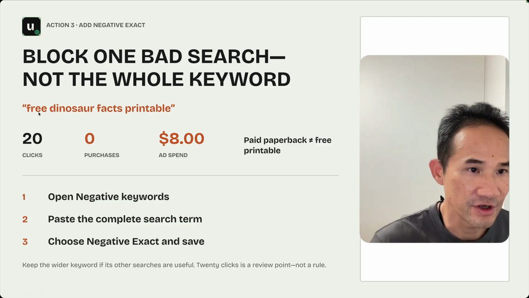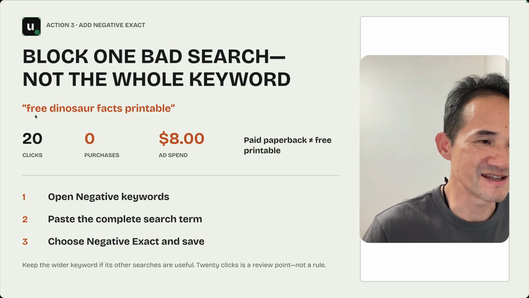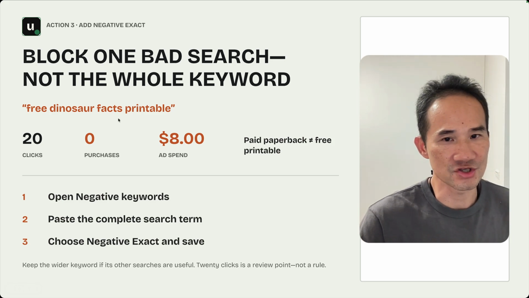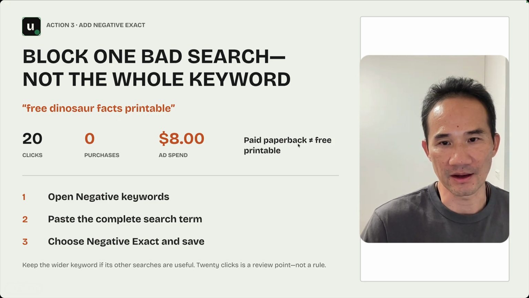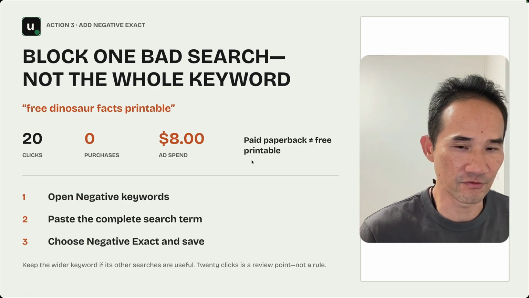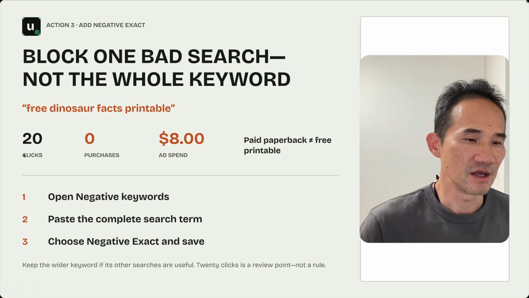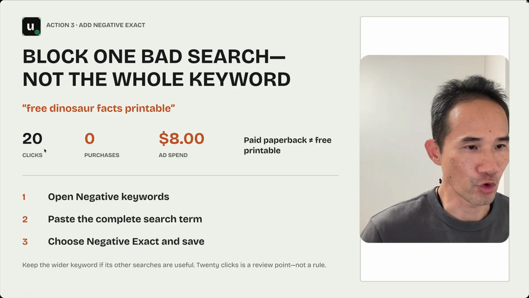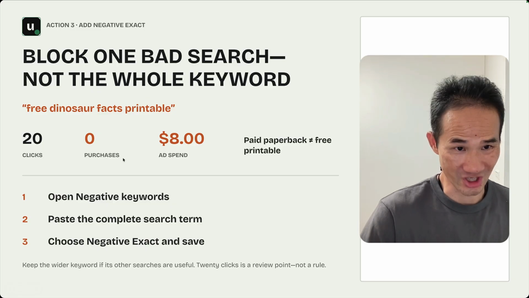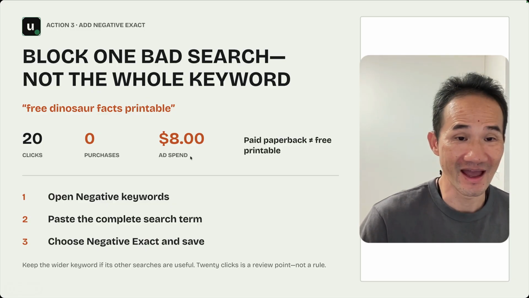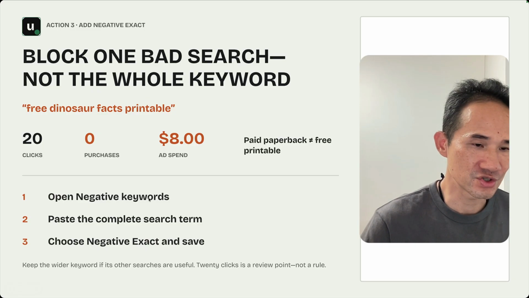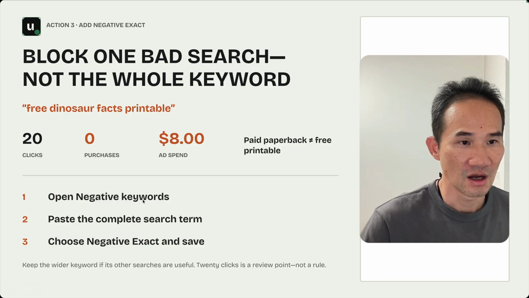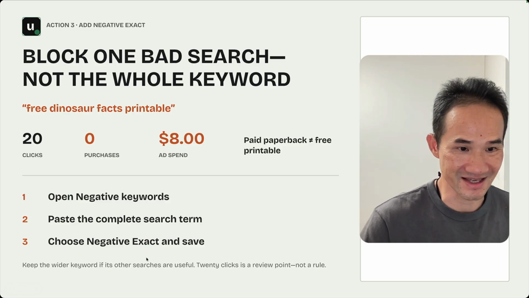And then another action is to block the search term. For example, free dinosaur facts printable. This is not very related to your books, because your book is a paid paperback. It's not a free printable version or PDF. So even though you got 20 clicks, there are no purchases, no orders, and you spent $8, so definitely you want to negate the search term, negative exact.